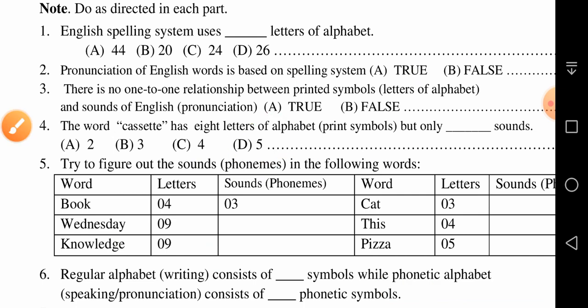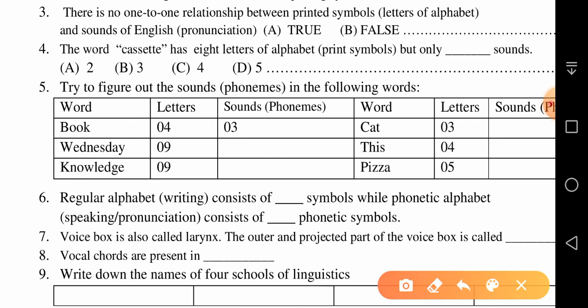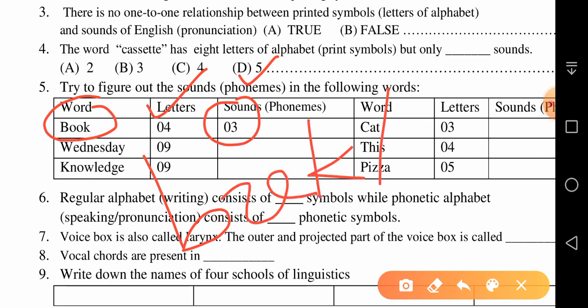Okay. Now here we have to try to figure out the sounds, meaning phonemes, in the following words. Book. Book has got 4 letters. Letters mean the spelling system, as we can see here. And sounds are 3. How? We write it like this, book. There are 3 sounds: consonant, nucleus or vowel, and then consonant.